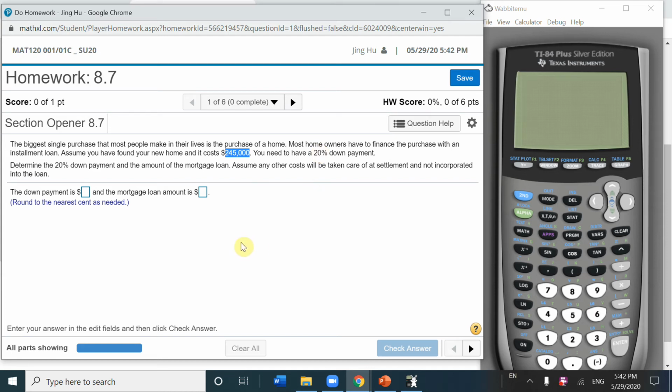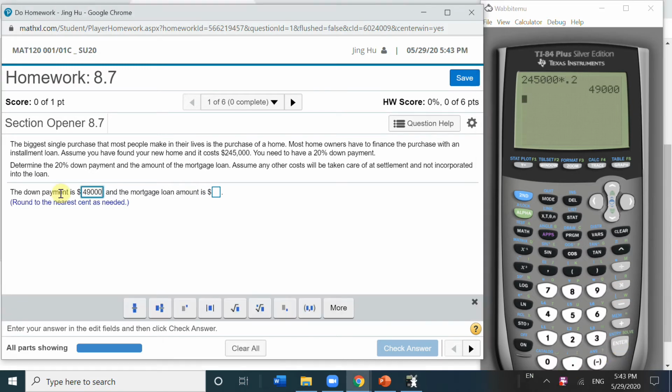For the first question, a new house is 245,000 and 20% down payment. So what's a down payment? Simply the total amount times 20%. So the down payment is 49,000, and the mortgage is, you can do the total amount times 80% or just the total amount minus this 20% down payment.